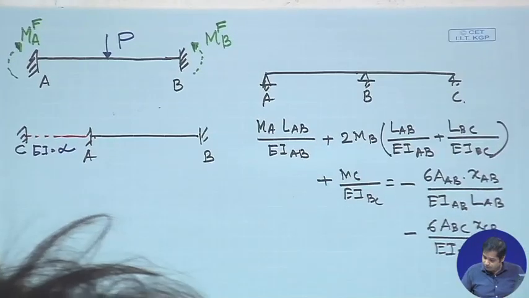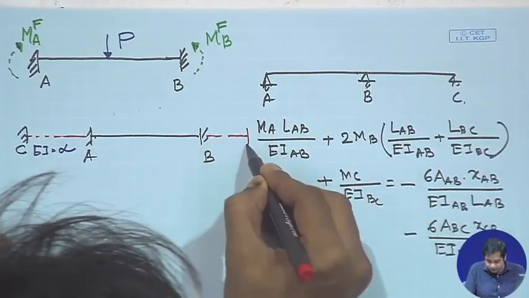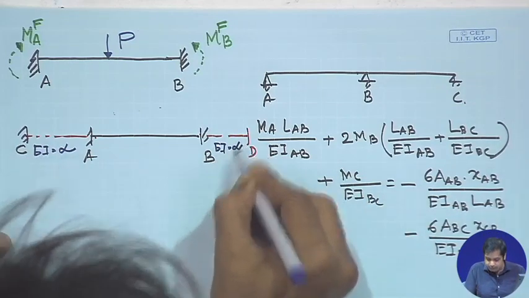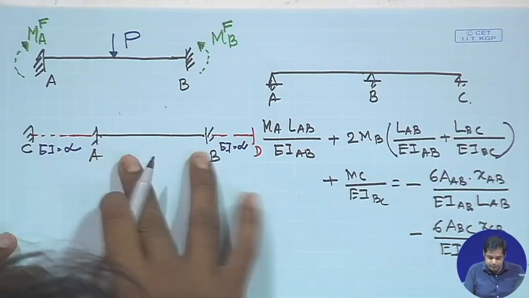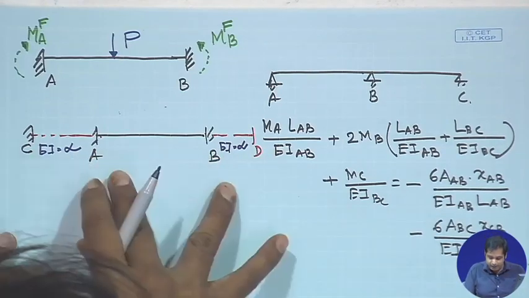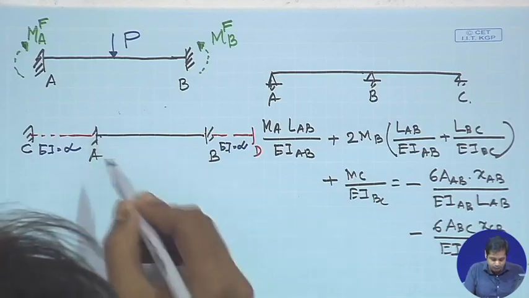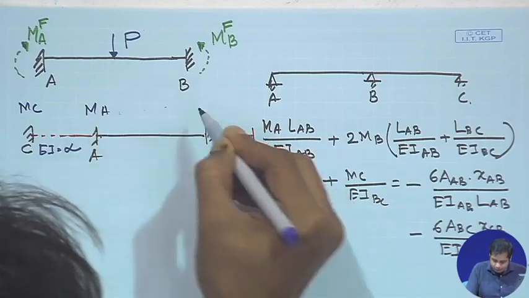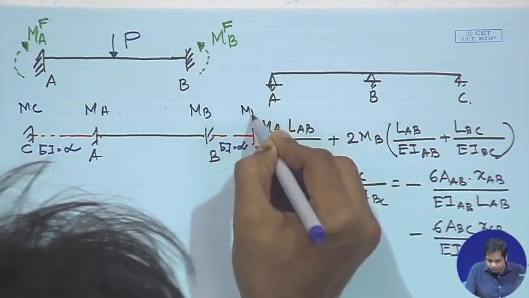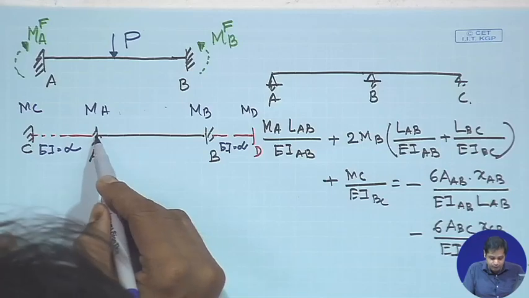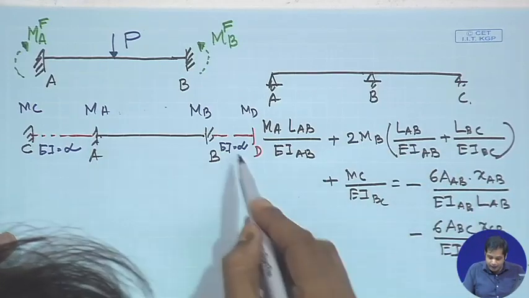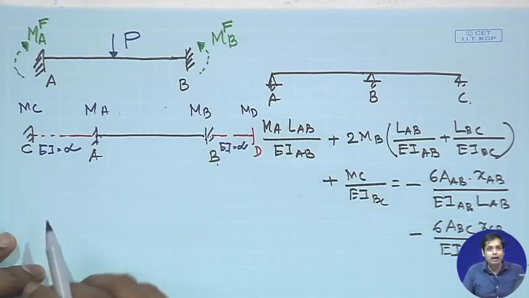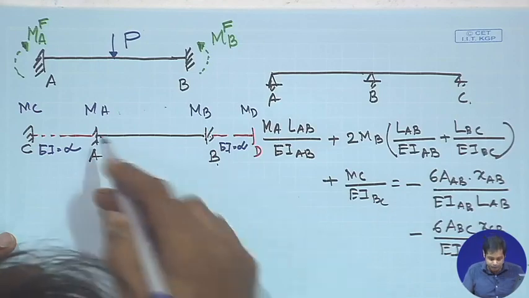Now, similarly we can assume another, say it is D, and here also EI is equal to infinity. So it has become three spans: span CA, AB and BD. Now we have moment M_C, moment M_A, moment M_B and moment M_D. We can apply the three moment equation at A and at B, get two equations for M_A and M_B, and then solve these two equations to get M_A and M_B.